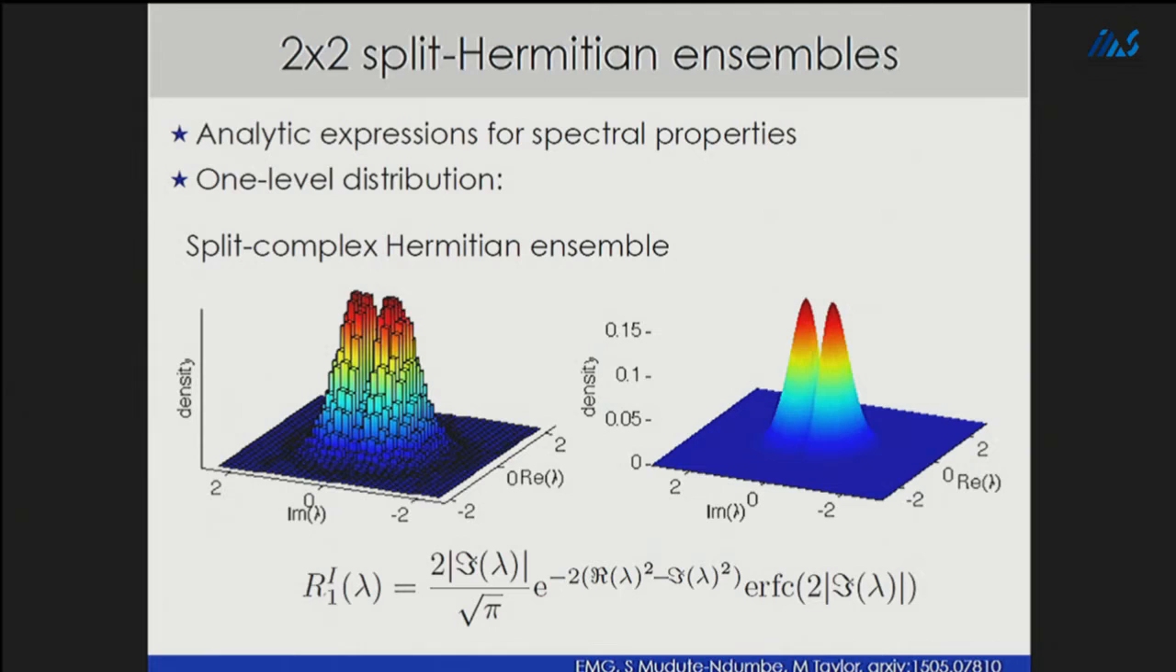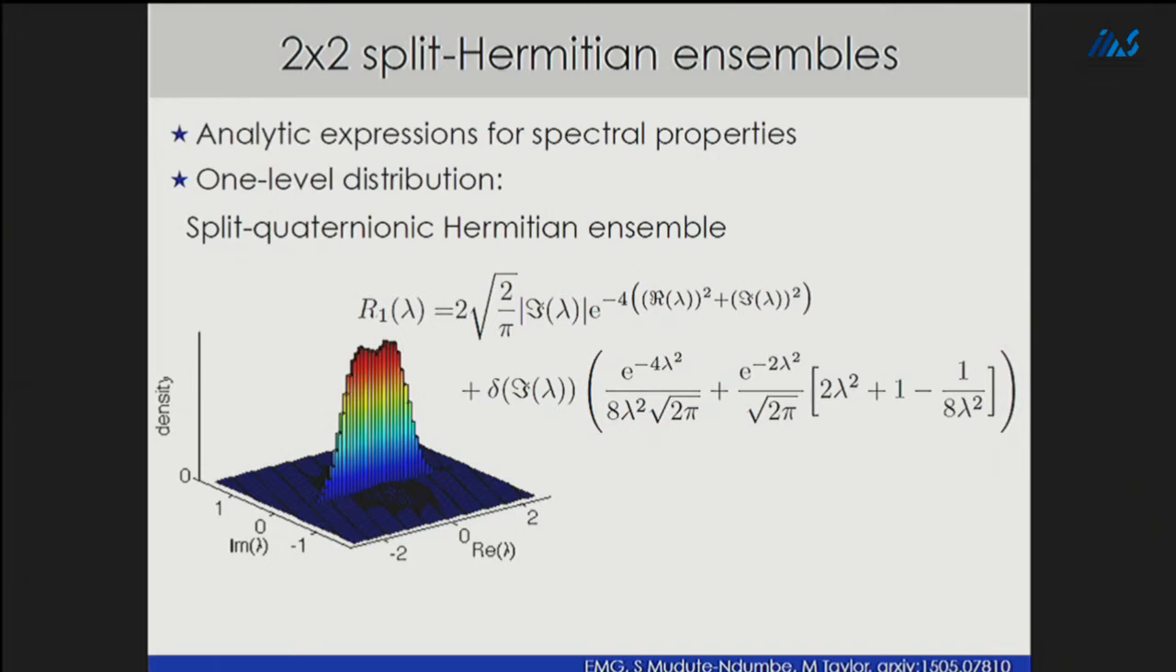And then this is still the split complex Hermitian ensemble, so these are just the eigenvalues which are complex, so I took out the big peak of real eigenvalues. You can see a bit better what goes on here. It's just this double peak structure, and it's basically just the error function in this Gaussian in the two directions.